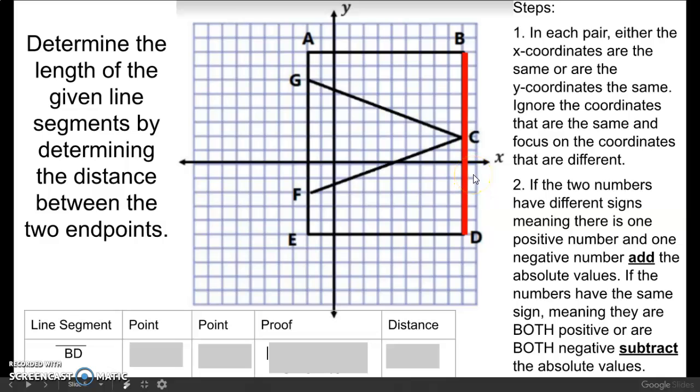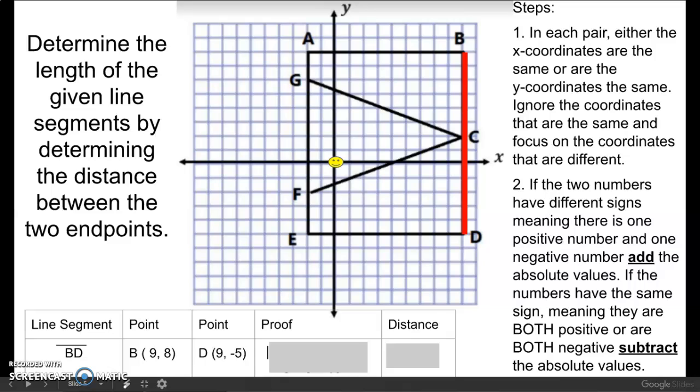First, we need to locate line segment BD. Once we have the line segment located, we need to find the coordinates of our endpoints. Start at the origin. To get to coordinate B, we would have to count 9 units to the right and 8 units up. That would give us the coordinate 9, 8. Same thing for coordinate D. Starting at the origin, we would have to count 9 units to the right and 5 units down. That gives us the coordinate 9, negative 5.